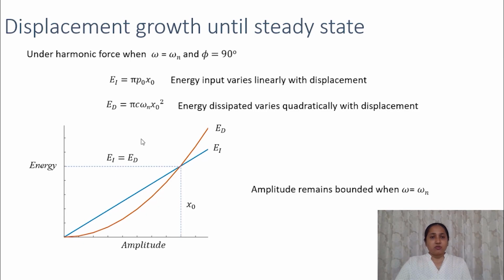So because of the damping present in the system, the amplitude of the damped system remains bounded when omega is equal to omega n. It won't keep on increasing, because after the steady state, if the amplitude becomes more than the steady state, the dissipated energy will be more than the input energy.